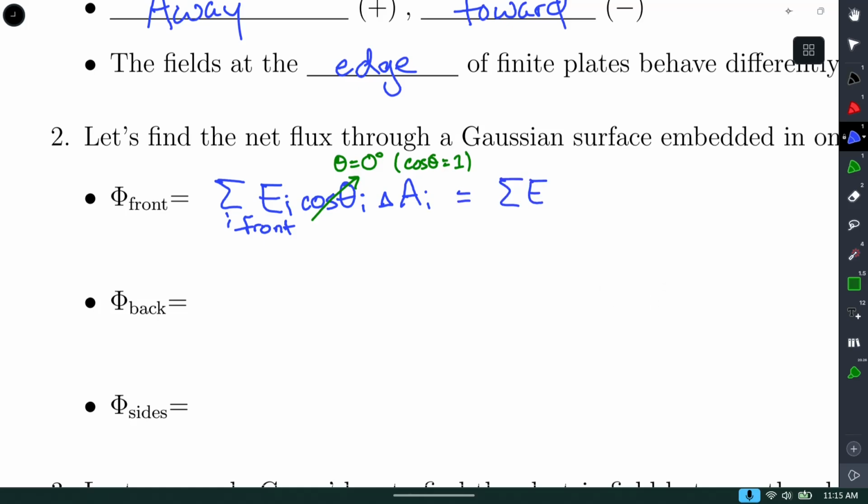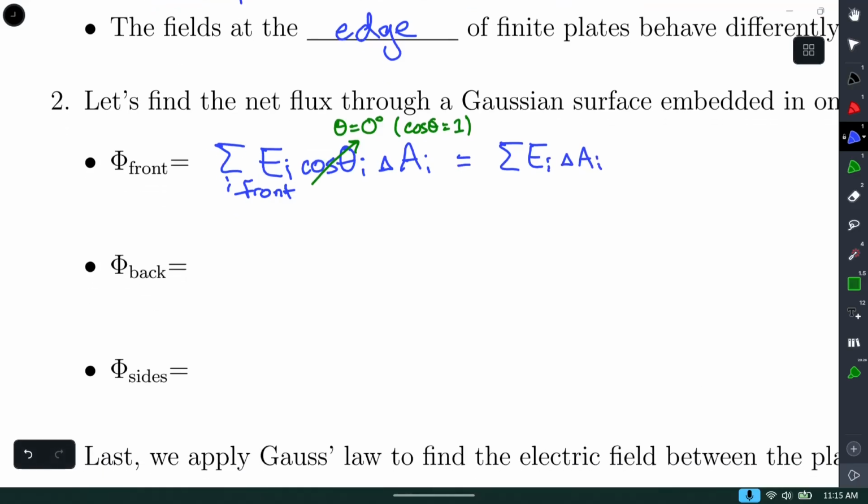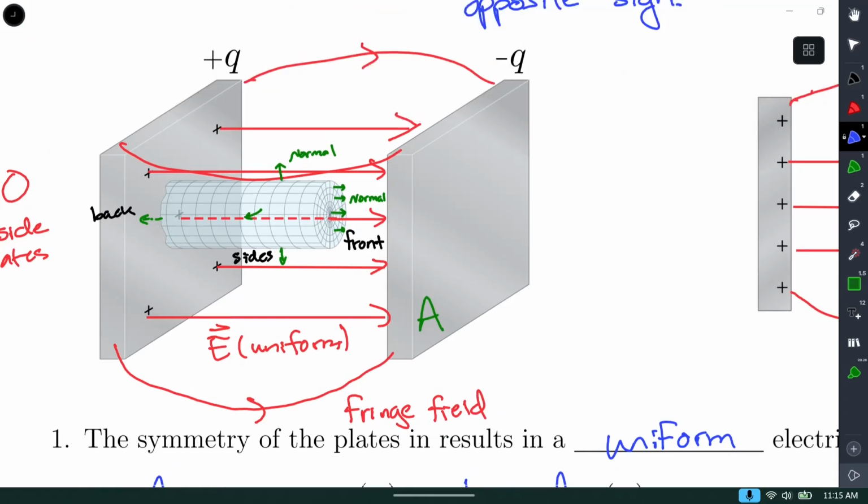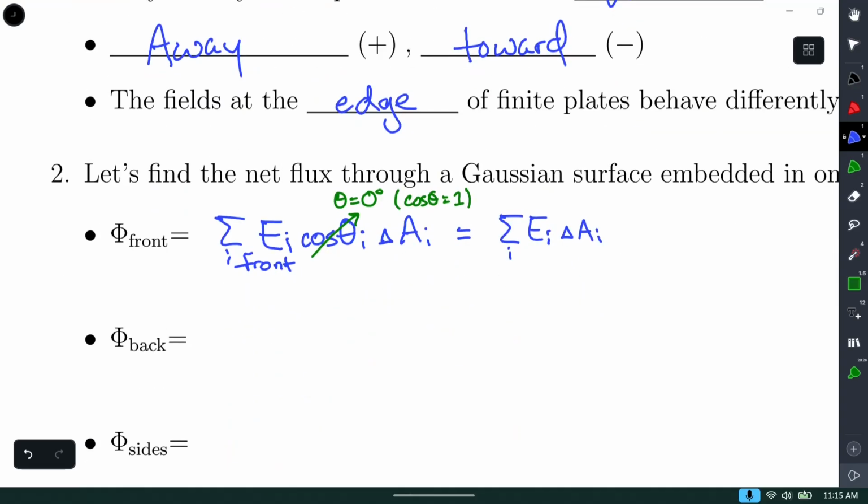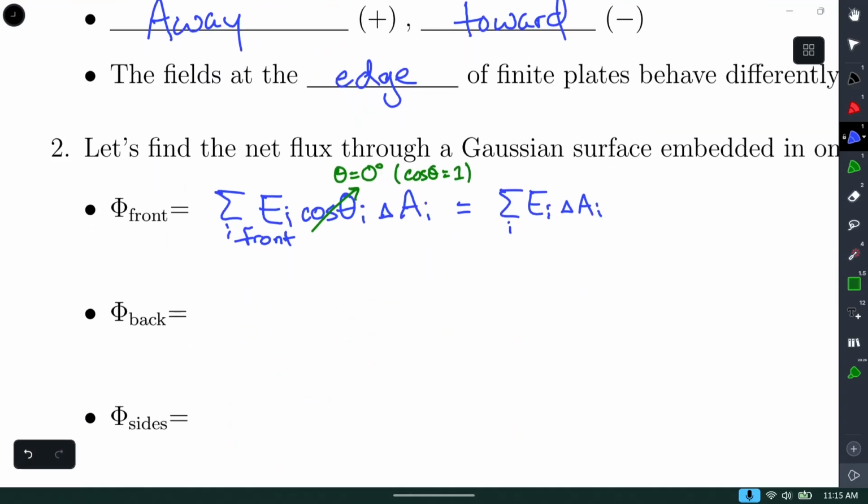Add up how much electric field poke through each little area. They all poke through it. They don't graze, but I need to figure out how strong the field is now. But the electric field of a capacitor is uniform. It's the same strength everywhere in between the plates. So that value of E is going to be the same number no matter which patch I'm looking at. So I can pull it out of this sum.